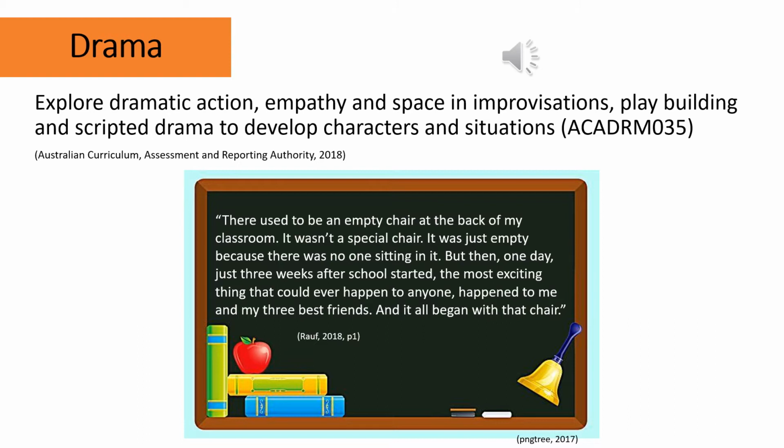There used to be an empty chair at the back of my classroom. It wasn't a special chair, it was just empty because there was no one sitting in it. But then one day, just 3 weeks after school started, the most exciting thing that could ever happen to anyone happened to me and my 3 best friends. And it all began with that chair.